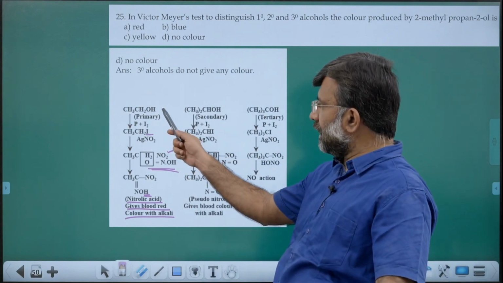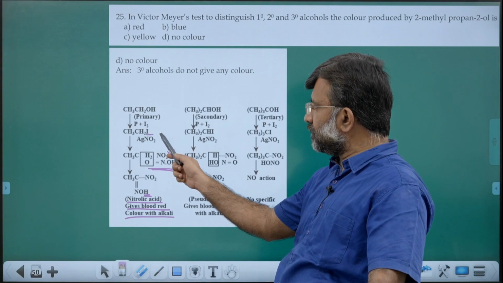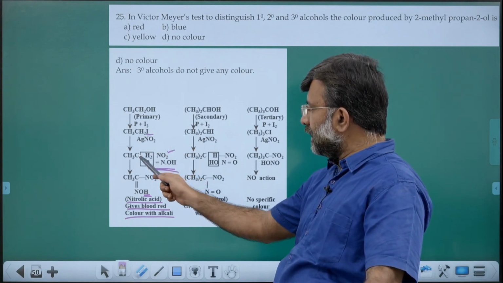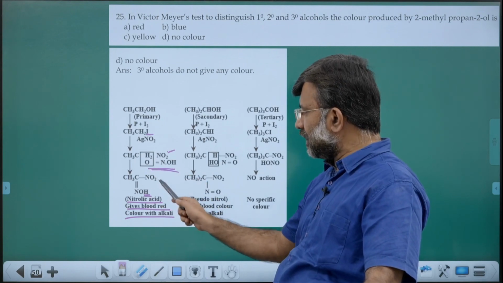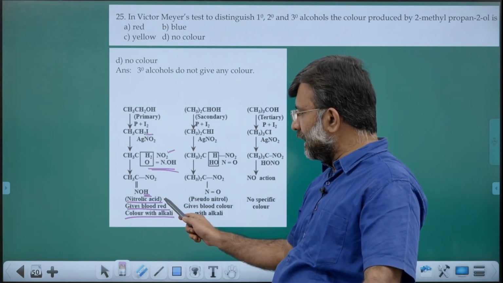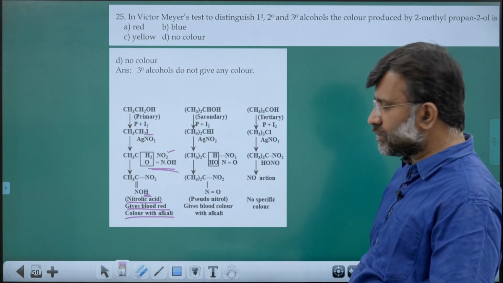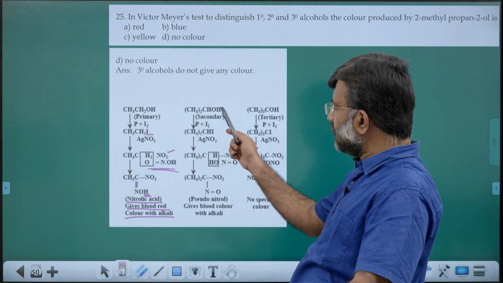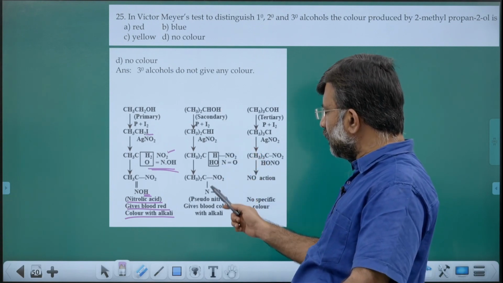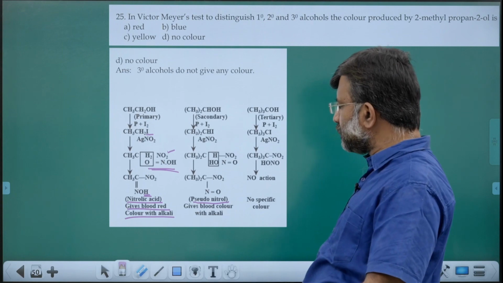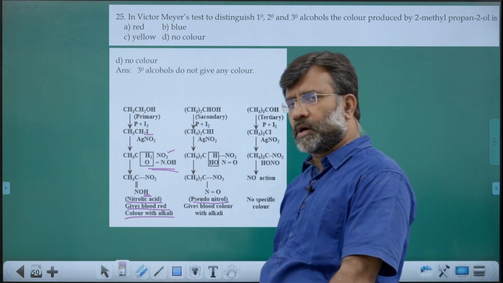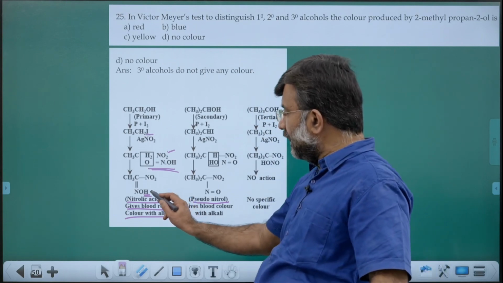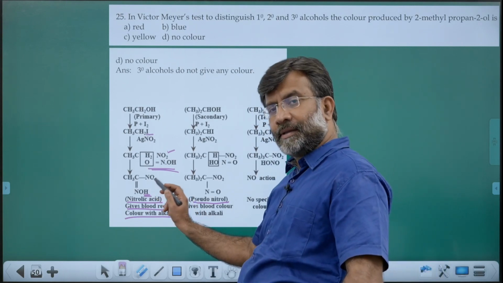You see, primary alcohol, CH2OH, CH2I, CH2NO2, that H2 is able to give a reaction like this. And the product is nitrolic acid, which gives a blood red color. What about a secondary alcohol? Secondary alcohol, same sequence, you get a different product called a pseudonitrole. Pseudonitrole remains blue in color and is insoluble in alkali. Here you find a hydrogen, that's why acidic hydrogen, that's why it dissolves.